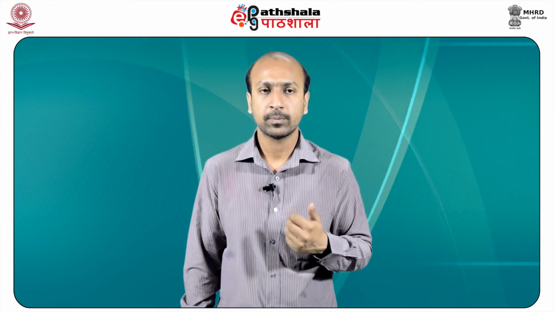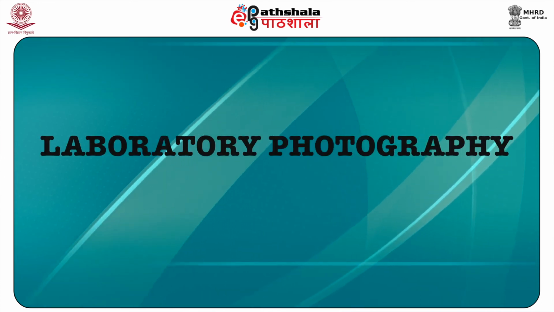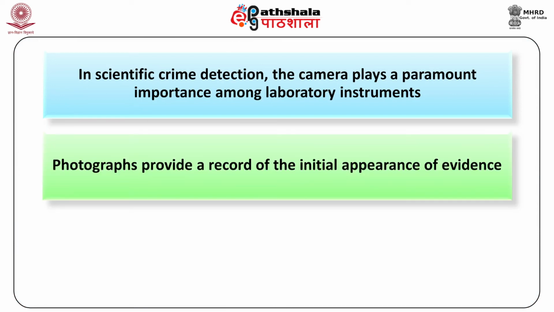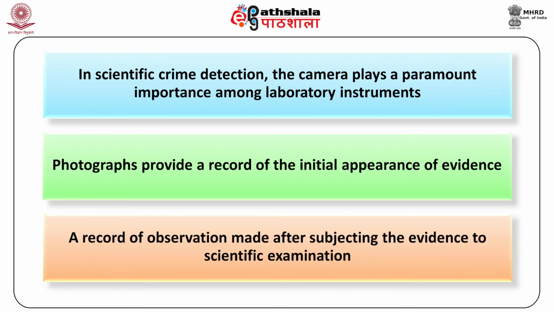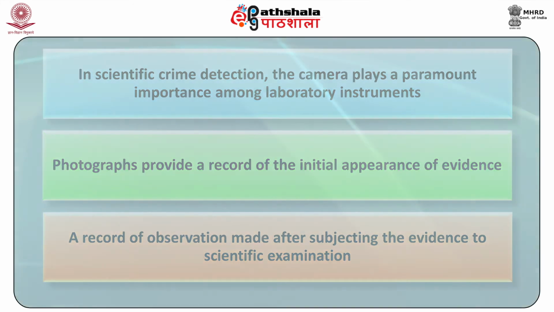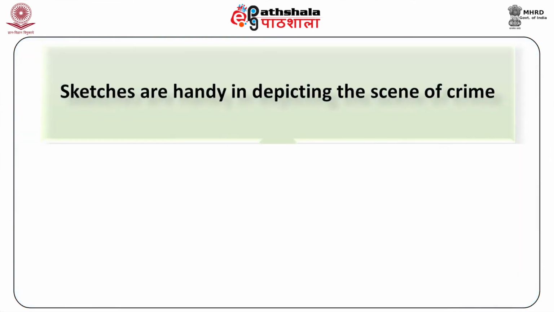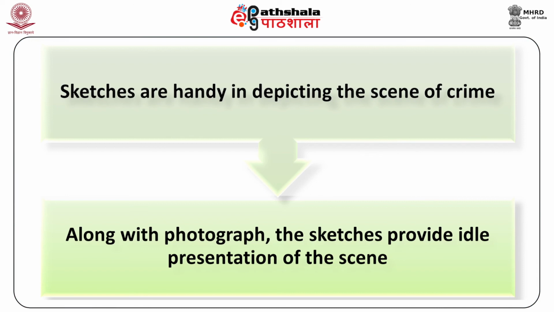Now, laboratory photography. In scientific crime detection, the camera is of paramount importance among laboratory instruments. Photographs provide a record of the initial appearance of evidence, and a record of observations made after subjecting the evidence to scientific examination. Now, sketching. Sketches are handy in depicting the scene of crime. Along with photographs, these sketches provide an ideal presentation of the scene.